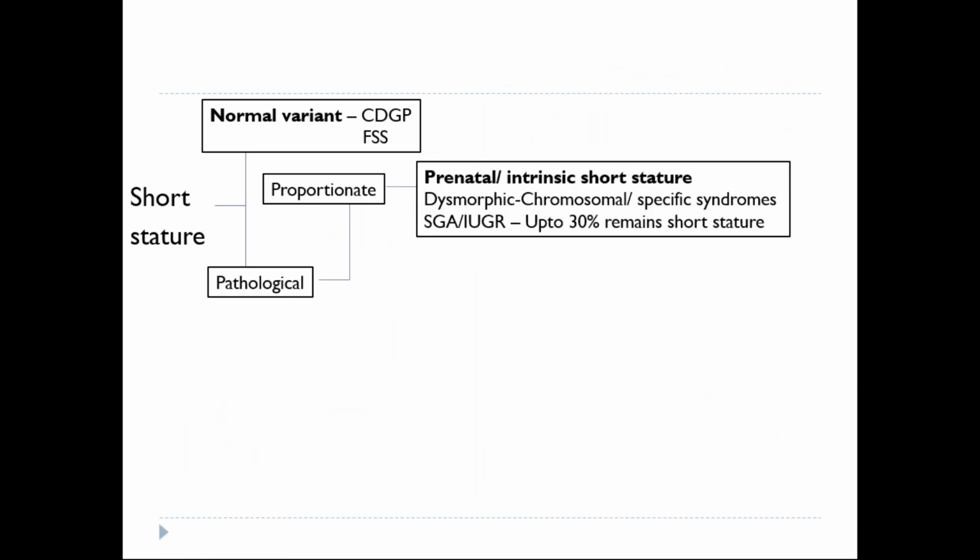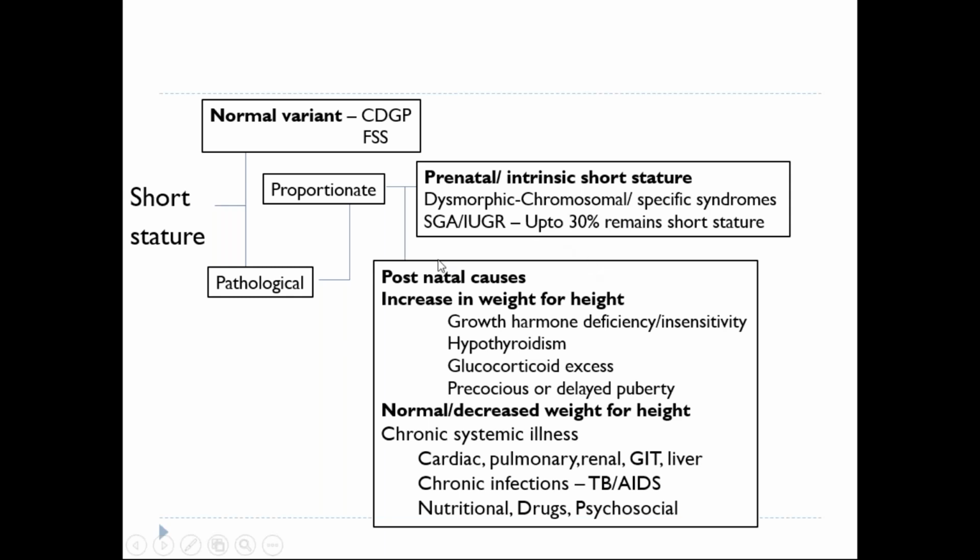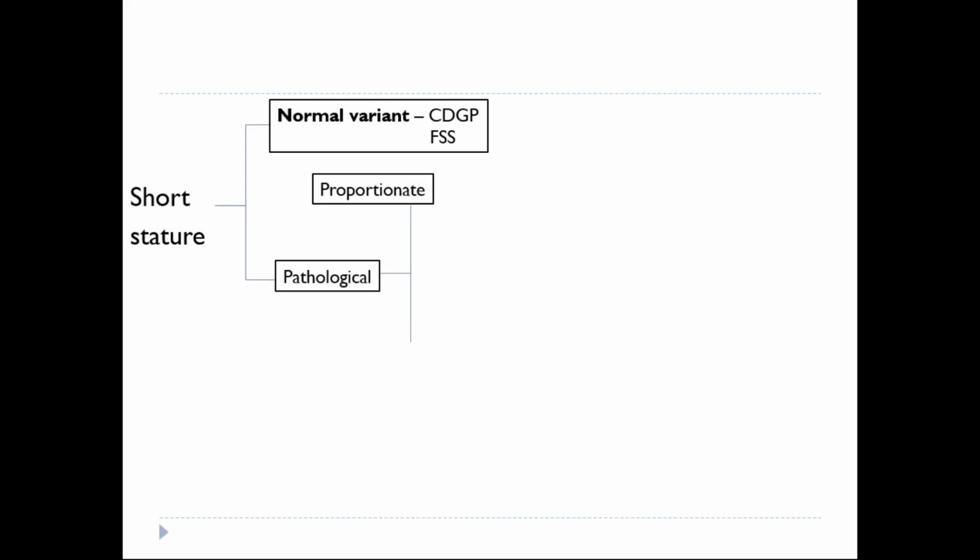Pathological ones are rare, but you need to look for them. Dysmorphic, chromosomal problems, SGA, IUGR, natal causes. Postnatal causes, you have to see whether there is an increased weight or a decreased weight. So if the weight is increased, there will be hormonal issues like hypothyroid, growth hormone deficiency, some steroid intake. And if it's less, then probably it's a systemic illness. I think this is quite sensible. If the child is not growing well, he has a systemic illness. Obviously, his weight is also not going to grow according to his height, right?